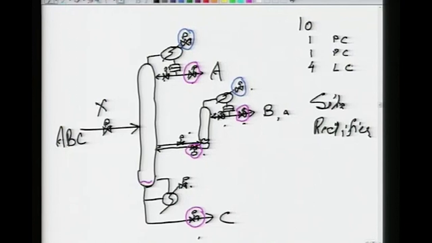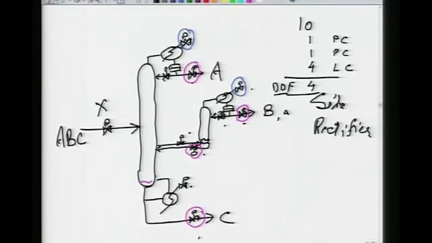How much am I left with? 10 minus 4, 5, 6. 10 minus 6 is 4. My degrees of freedom is 4. That means the operator has got 4 things in his hands to adjust to get the kind of separation that he wants. Alright. What are those 4 things?